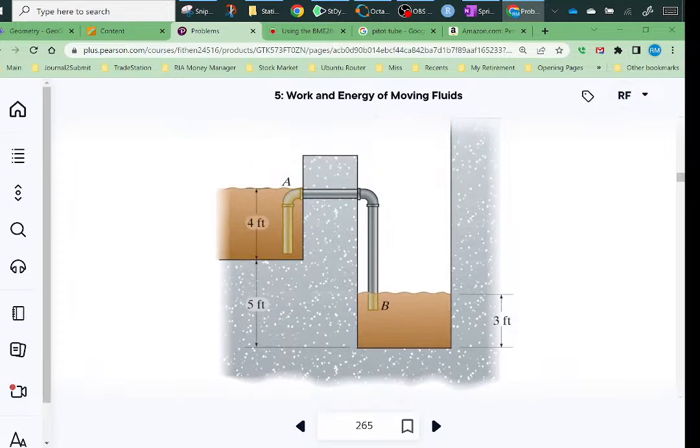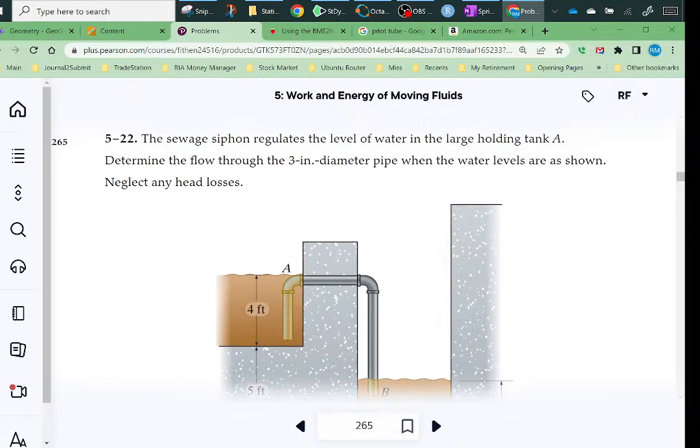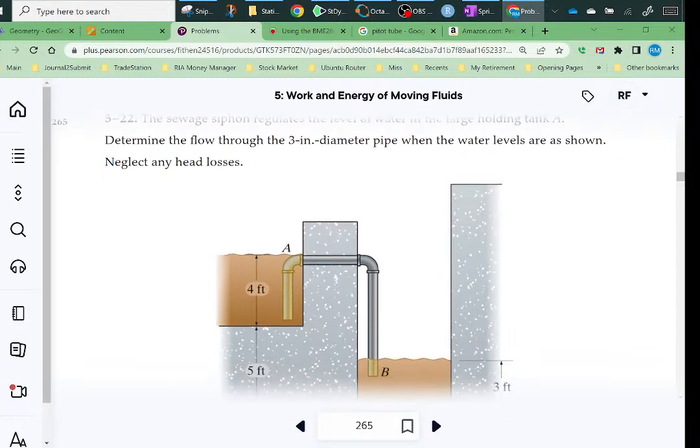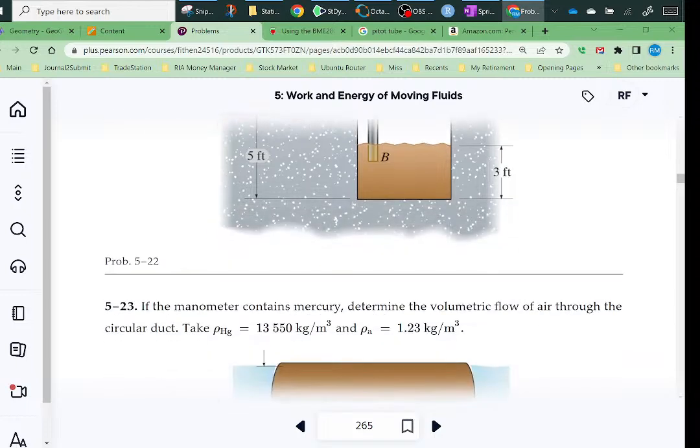The sewage siphon regulates the level in large holding tank A. Determine the flow rate through a 3-inch line. So you have to assume that there are no air bubbles in there. That's a pretty simple problem.